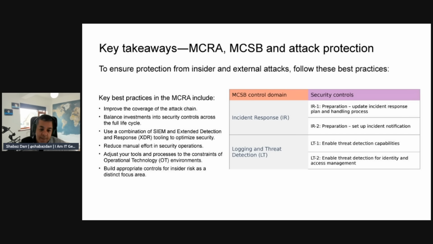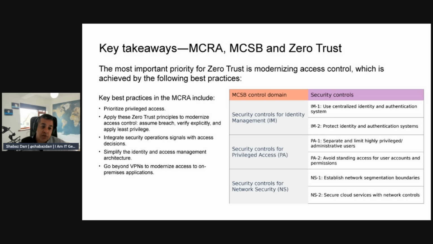So we've covered a fair bit in this episode, but let's also talk about some key takeaways of MCRA, MCSB, and Zero Trust. These include prioritizing privileged access, applying Zero Trust principles to modernize access control, continually improving signal coverage and fidelity to keep up with attackers, and enforcing authentication policies consistently. And again, we look at those control domains, and those include identity management, privileged access, security controls, and network security as well.